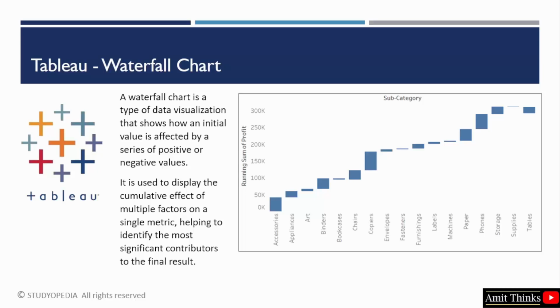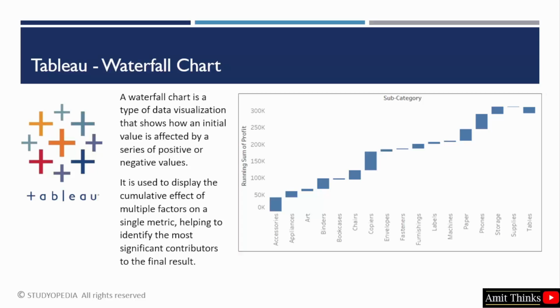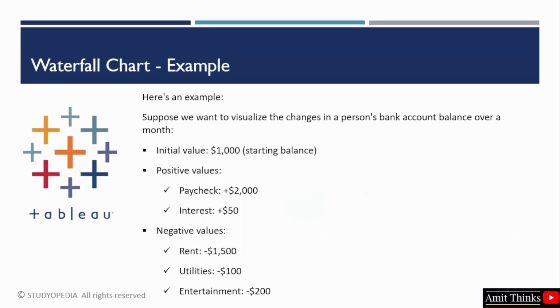So in this case, in the right image, you can see running sum of profit based on subcategories. So you can display the cumulative effect of multiple factors on a single metric. That is helping to identify the most significant contributors to the final result. So let us see an example to understand.